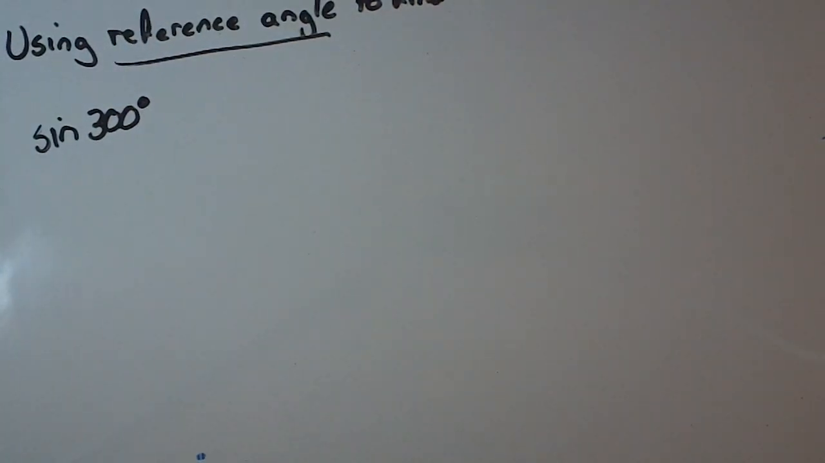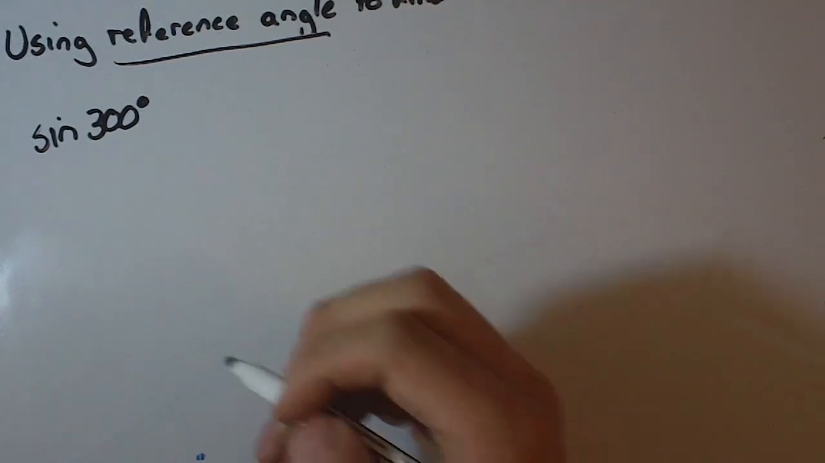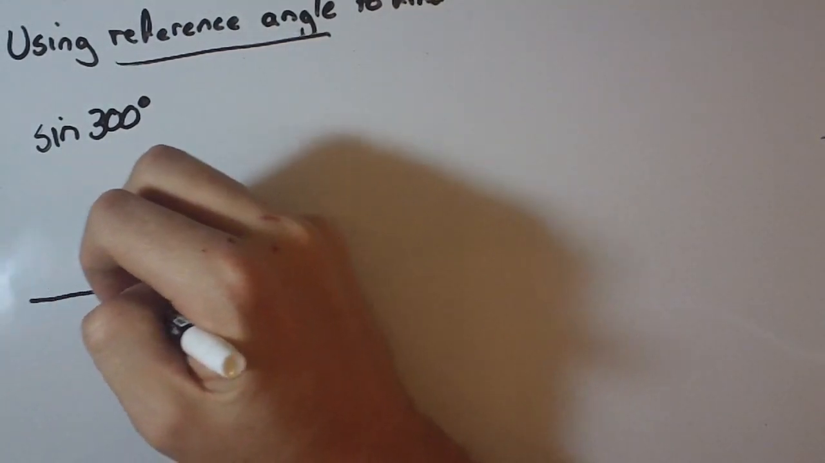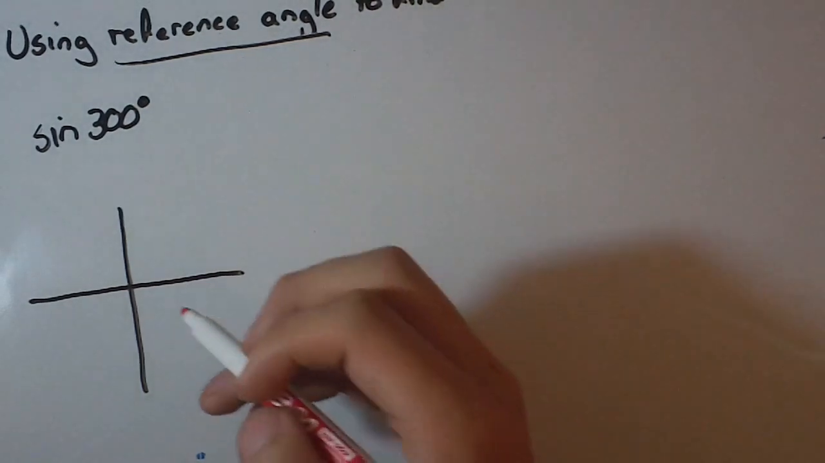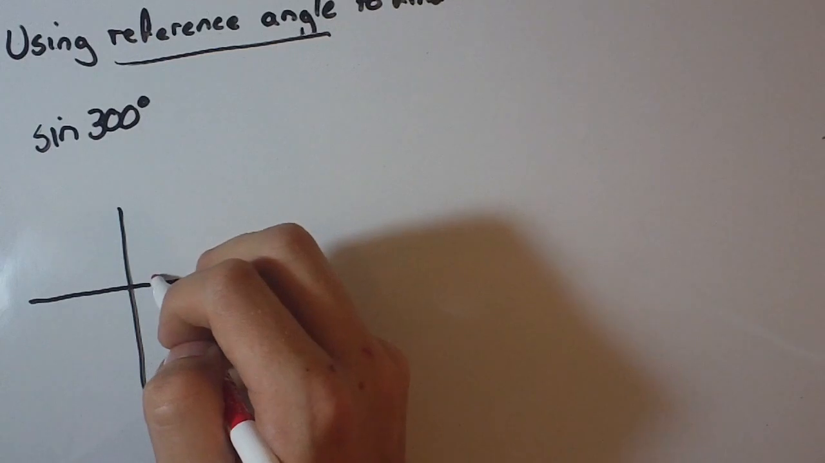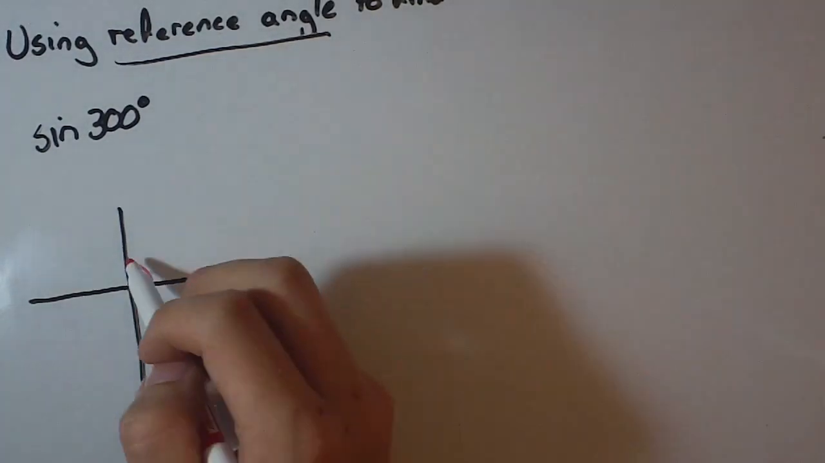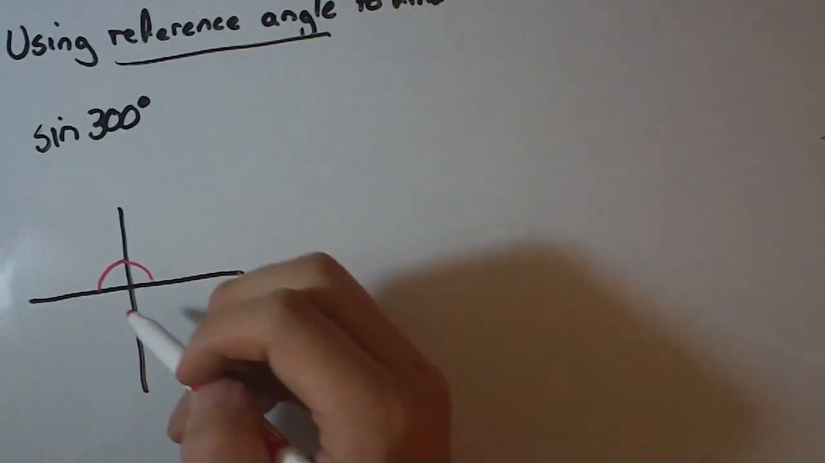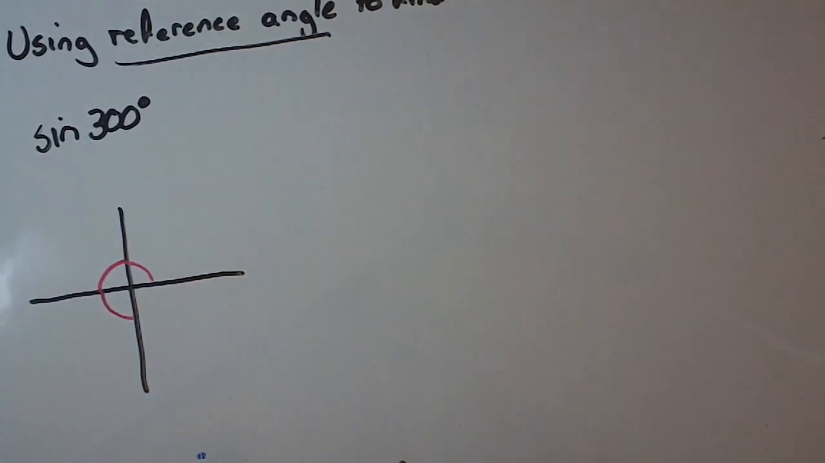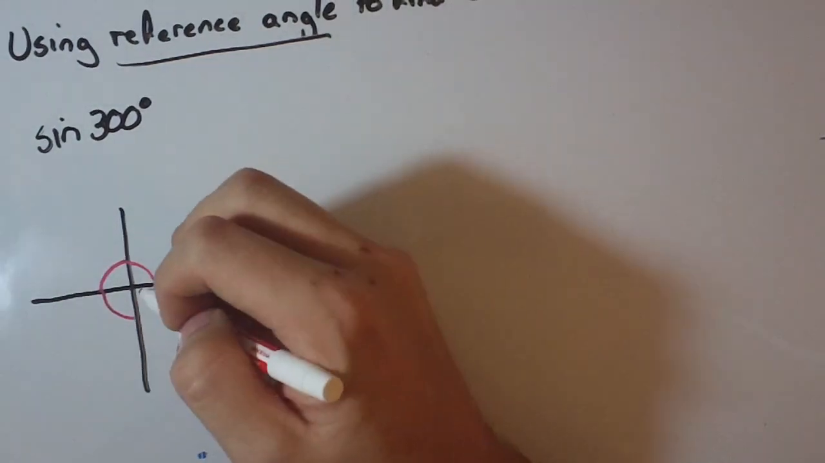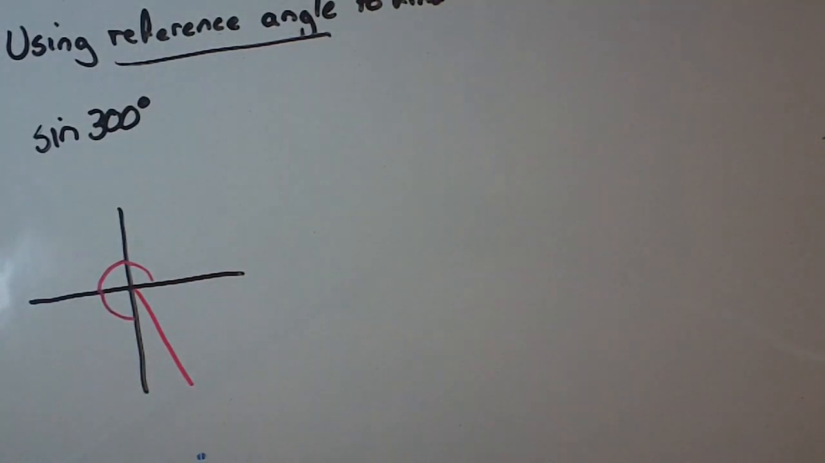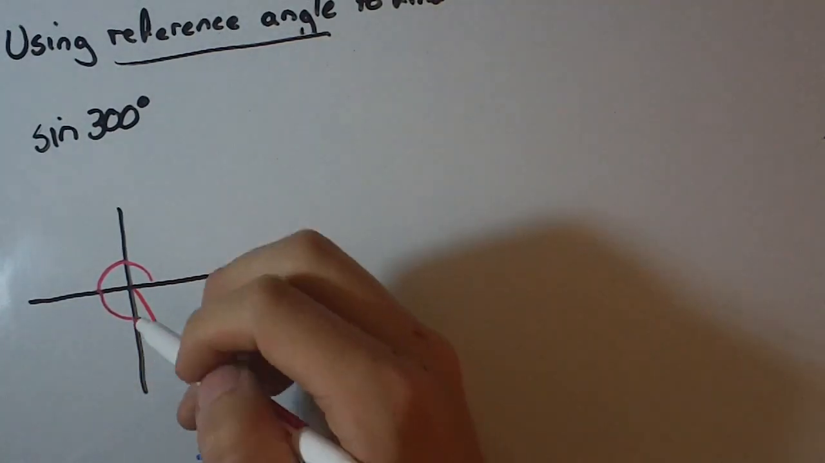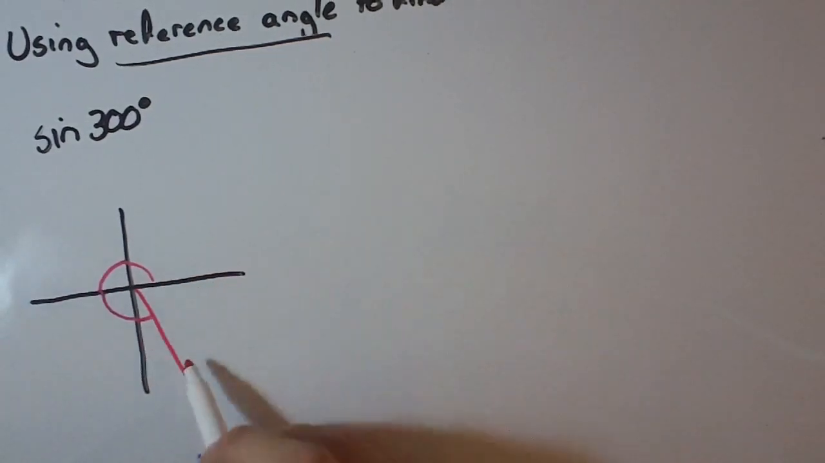Okay, off the top of your head, that's not the easiest thing to find. But if we find its reference angle, we kind of plot it in a rudimentary unit circle. Sine 300 degrees. Okay, this is 90. Keep going around to 180. Keep going around to 270. So it's 30 degrees more than the 270 degree angle. So it's somewhere right around there. Okay, so our 300 degree angle is all the way around to here.